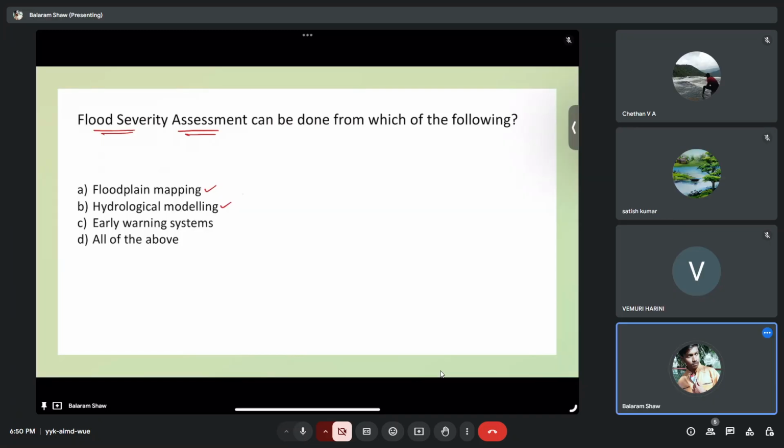The first one is floodplain mapping. So we have to map the floodplain, then we have to do hydrological modeling, and our early warning system is also included in flood severity. So the correct answer would be D, that is, all of the above.